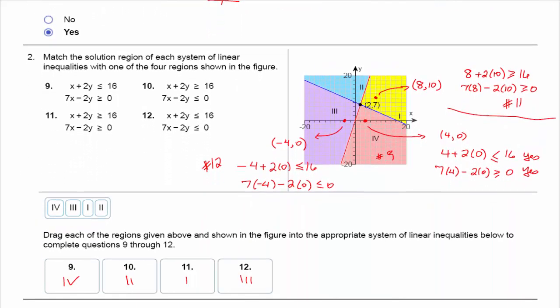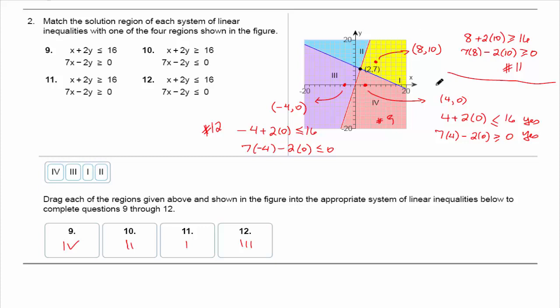In question 2, we have a graph over here, two lines and different shaded regions. And if you look on the left, we have 9, 10, 11, and 12. They are all exactly the same. The only difference is the direction that the inequality is pointing, whether it's greater than or equal to or less than or equal to. So they want us to figure out which shaded region goes with which condition.